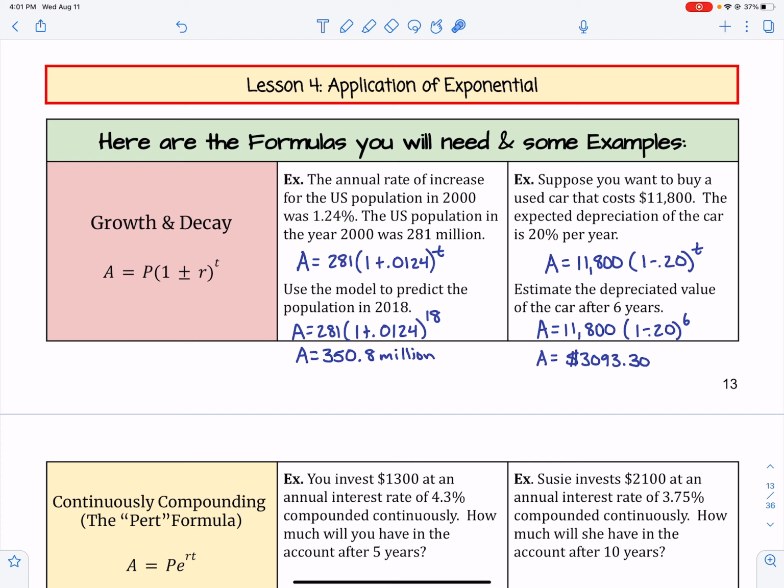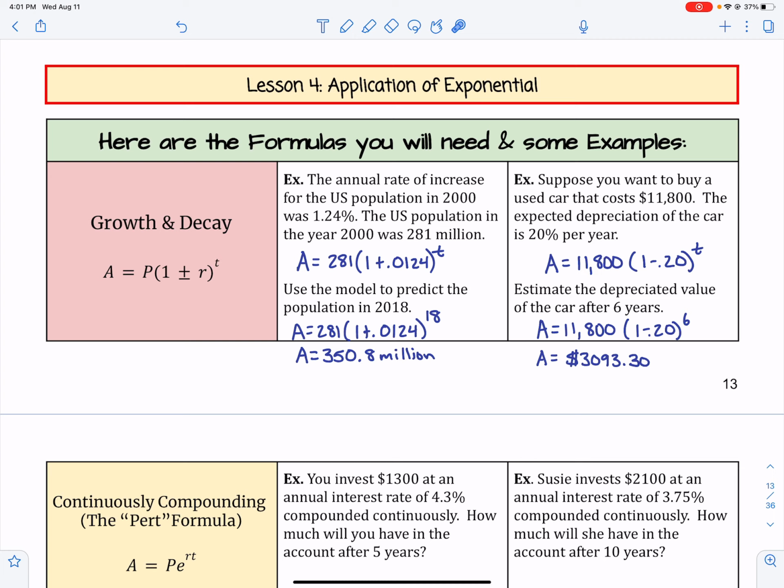And then whenever we write out a model to predict something, we always have to have a place for our input and our output. So in this case, I just left those as A, which would be our final amount, our output, and time, T, which is our input. You leave those in there to represent the model that you're predicting with.